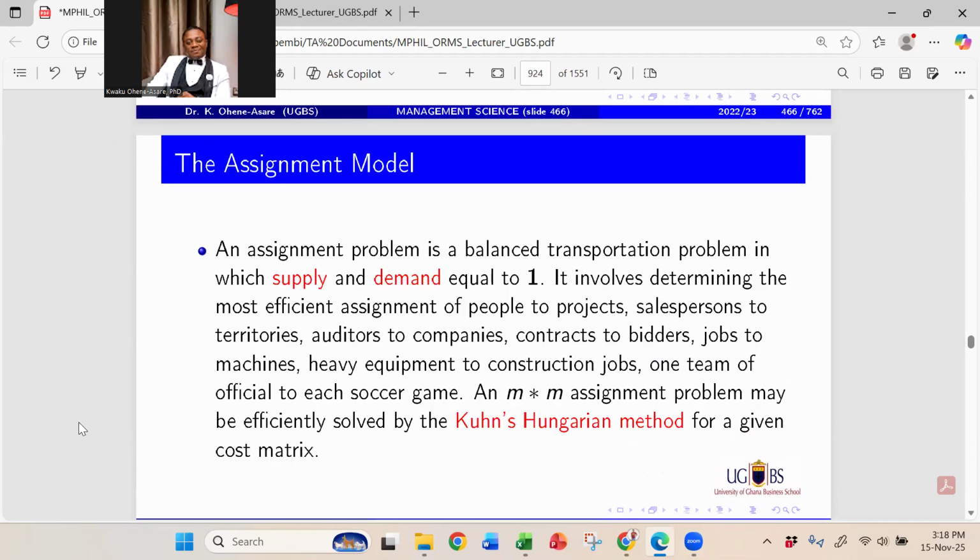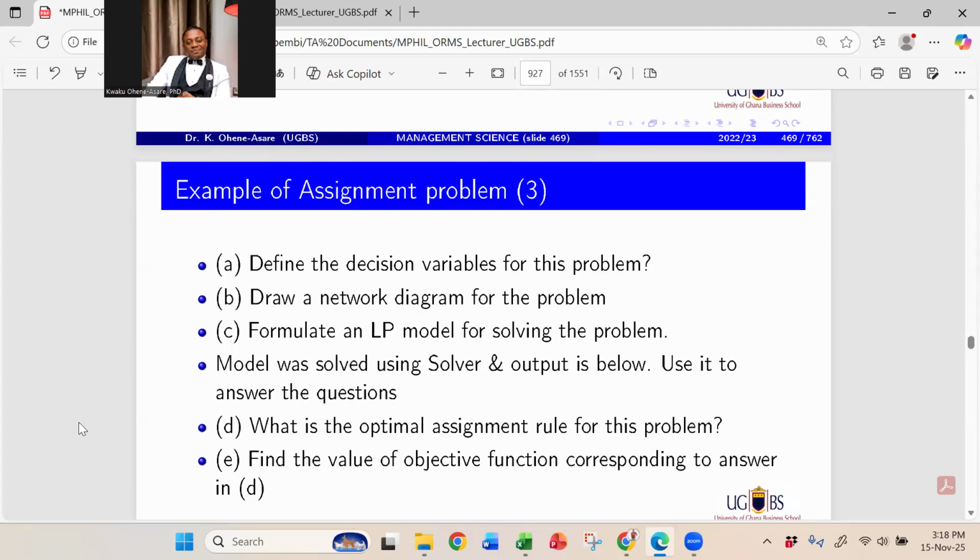The last one we're going to look at is the assignment model. It's the easiest of all. What is the assignment model? Okay, so look at this.